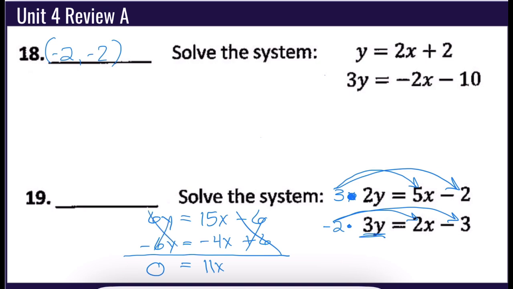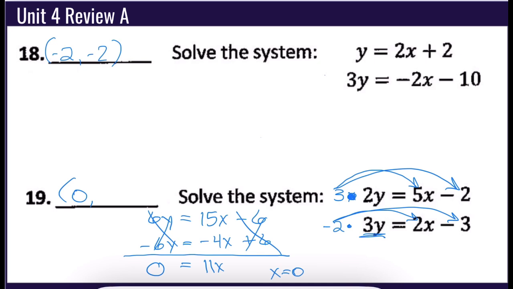Well, if 11 times x equals 0, we know that x has to equal 0 because anything times 0 is the only thing that gets us back to 0. So my first part of the answer is 0.